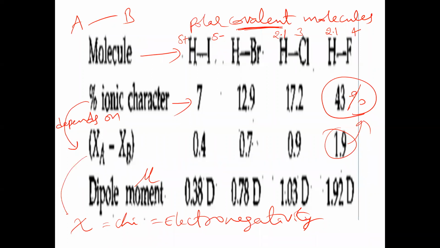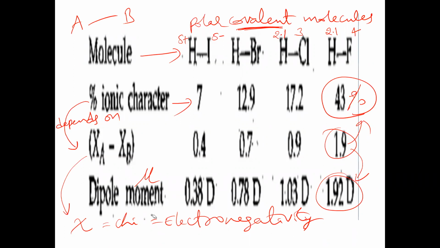Here, chi indicates what? Electronegativity. We can also write X. Chi A minus chi B, where chi is electronegativity. So a greater difference in electronegativity means a higher percentage of ionic character and also a greater value of dipole moment. Is that clear?